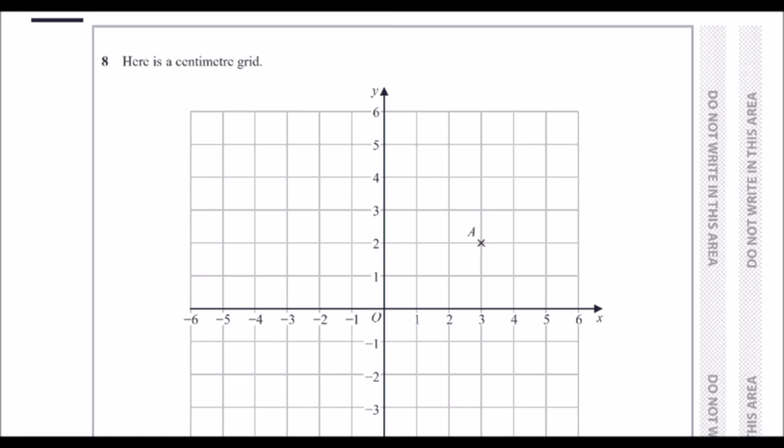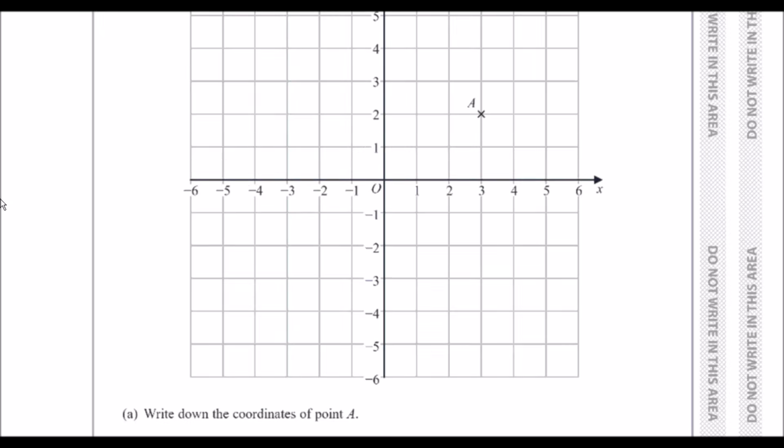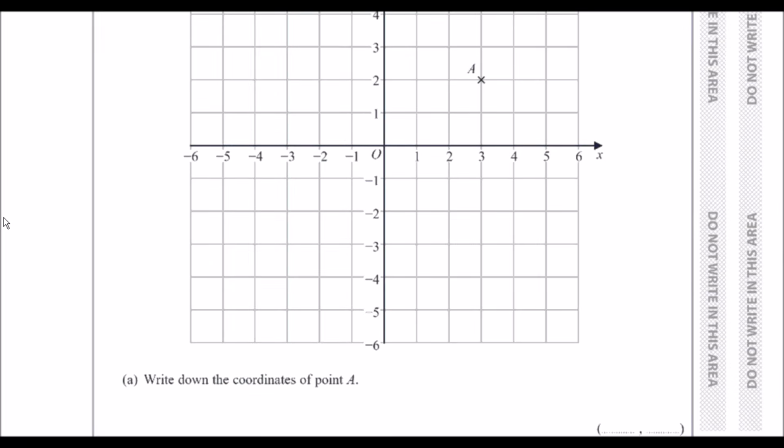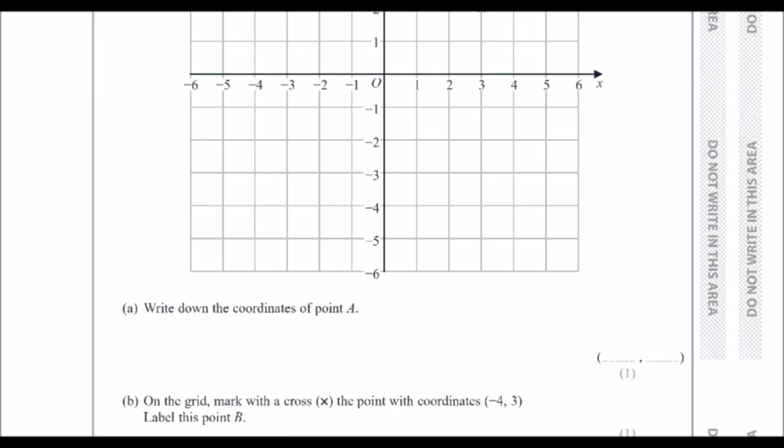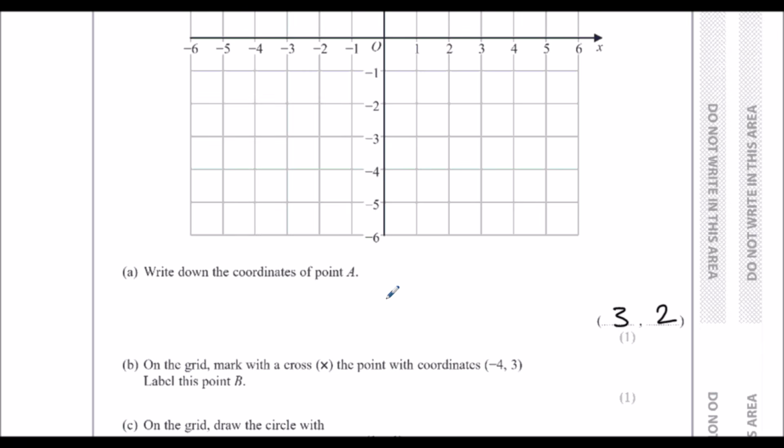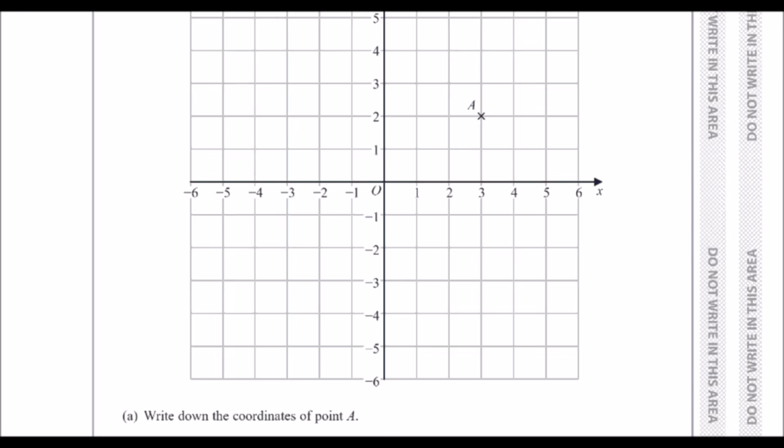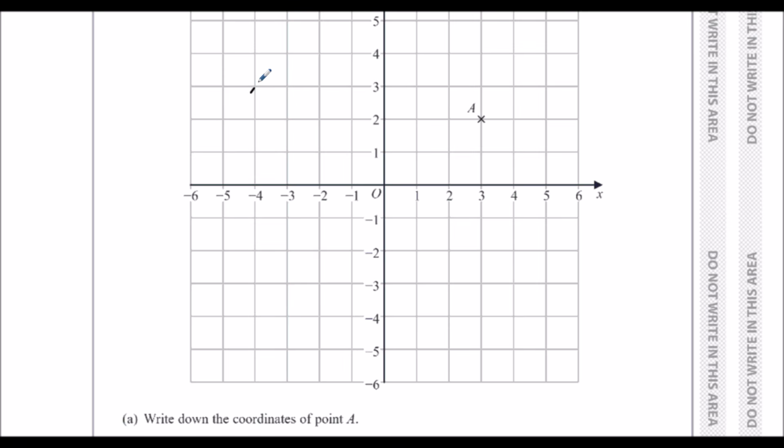Question 8. Here is a centimetre grid. And we've got A marked on it, and part A says, write down the coordinates of point A. So it's X then Y, so 3, 2. On the grid, mark with a cross the point with coordinates -4, 3. So again, x then y. So the x is -4, y is 3. -4, 3.